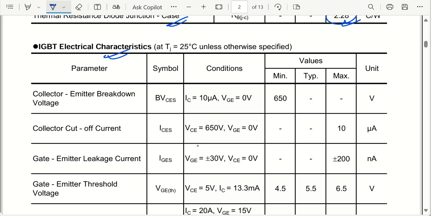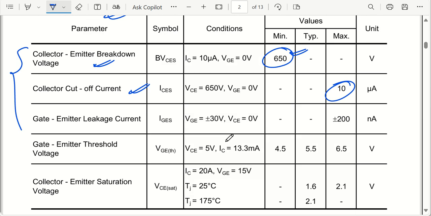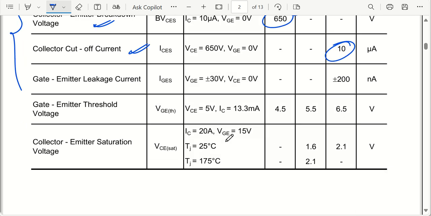Electrical characteristics are very important. We must understand them before considering any IGBT for our utilization. So we have collector emitter breakdown voltage minimum 650 volts. So you must understand that you should not apply a voltage more than 650. Now let us get into the collector cutoff current. That is going to be like 10 microampere. So these are very detailed design points, which are not necessary for us.